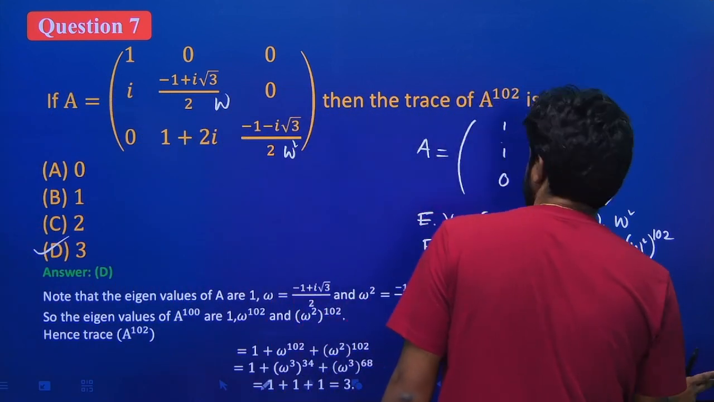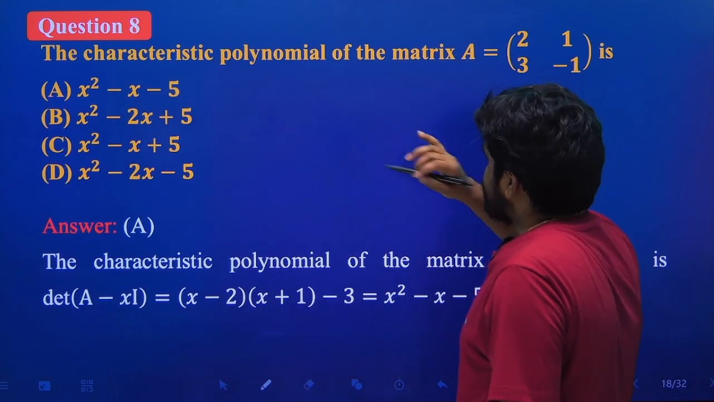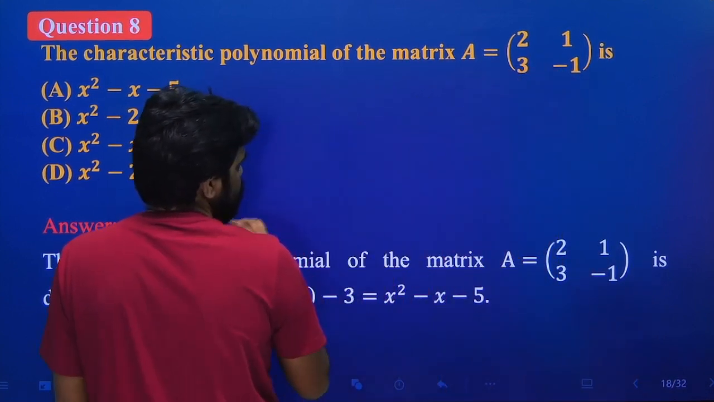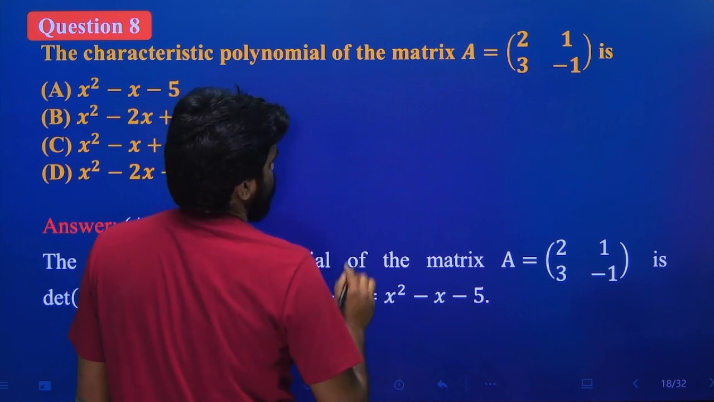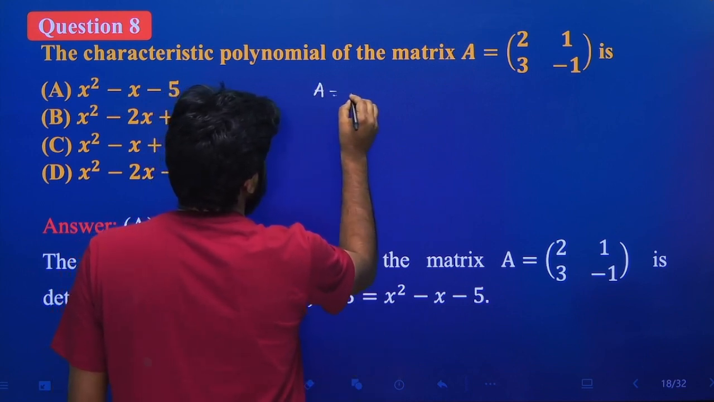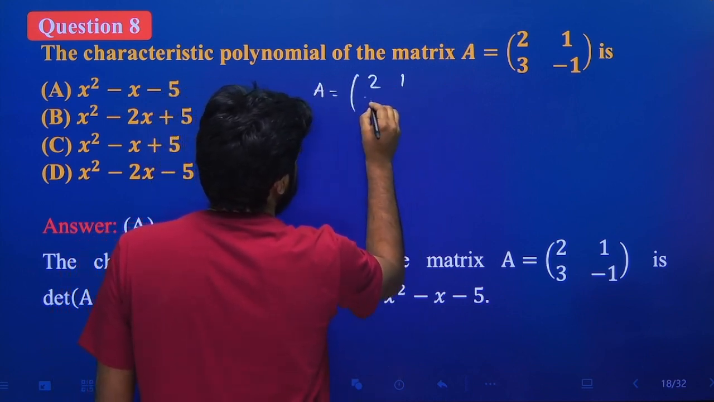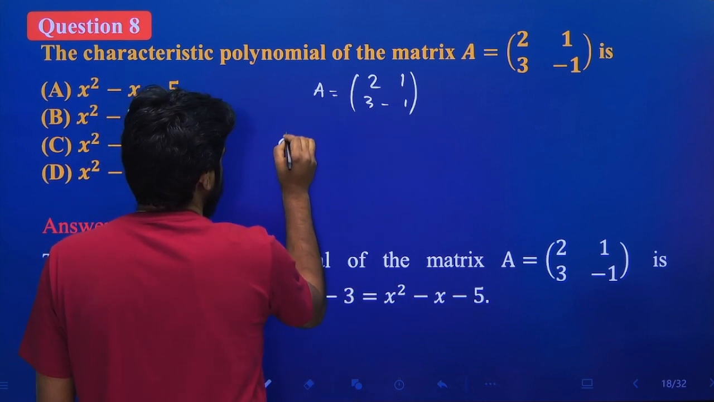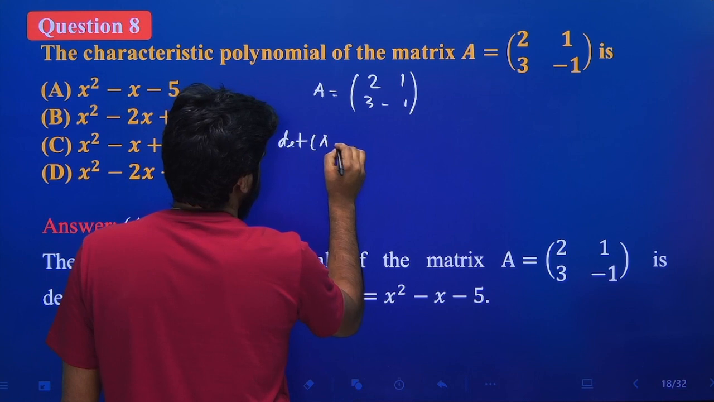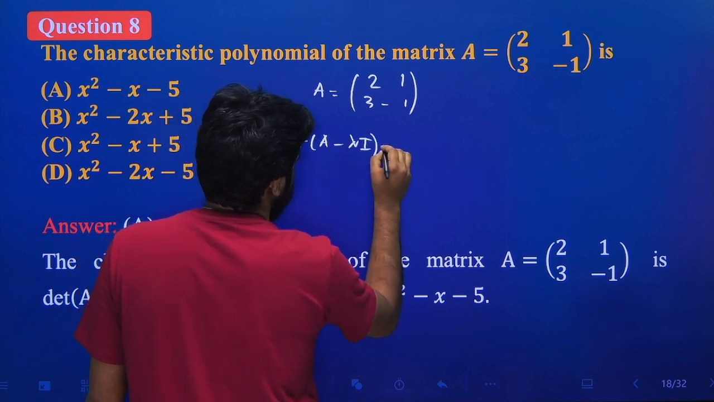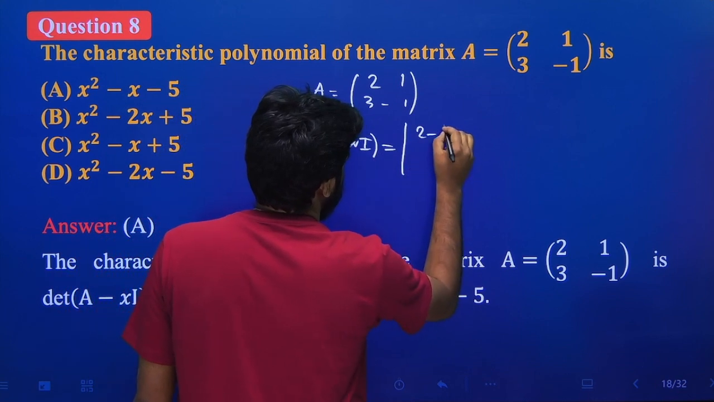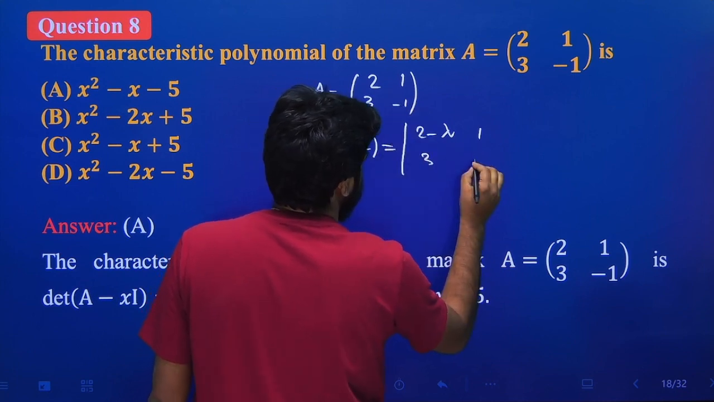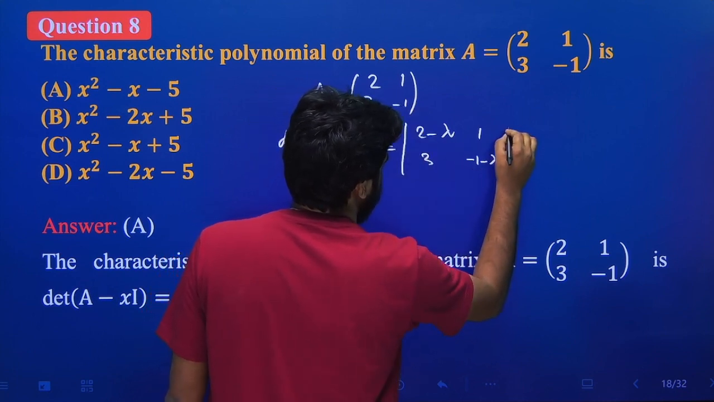Next, the characteristic polynomial of the matrix. Very easy problem. Characteristic polynomial of the matrix A, where A is equal to 2, 1, 3, minus 1. That means we have to calculate the determinant of A minus lambda I. That is the determinant of 2 minus lambda, 1, 3, minus 1 minus lambda.